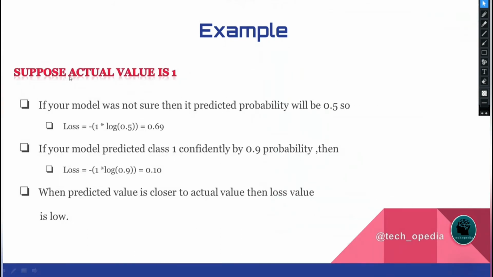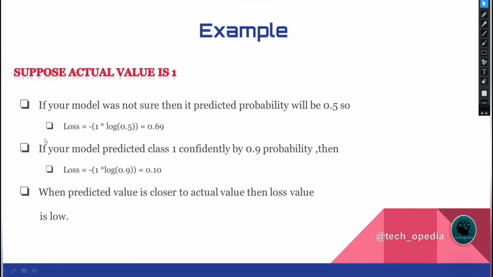Now let's take another example. Suppose our actual value of class is 1. If your model was not sure, then its predicted probability will be 0.5. This classifier is a dumb classifier. It does not know whether the class label is 0 or 1. So its probability may be 0.5 or 0.51, actually the round value is 0.5. So it doesn't know what the class value is, 0 or 1.